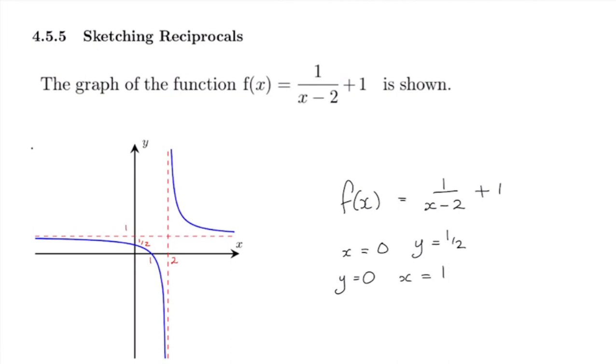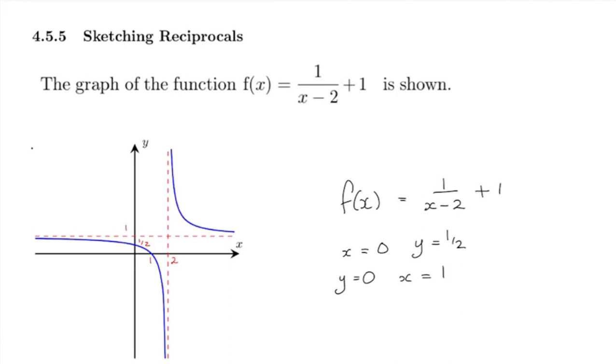This is the final video for Chapter 4 on graphs and transformations, and in this video we're just going to very quickly discuss what happens when we sketch reciprocals and how we can transform reciprocals. If you remember, reciprocals have asymptotes. Asymptotes are lines that the graph comes very close to, but the graph actually never touches.